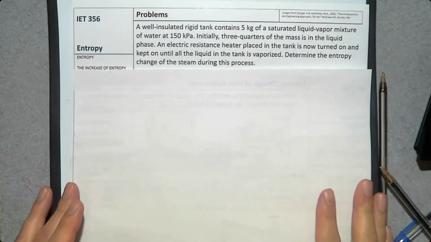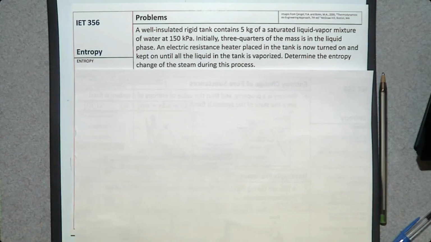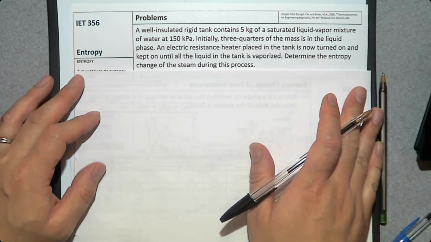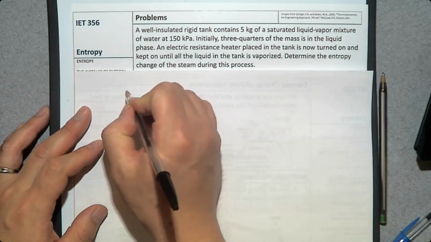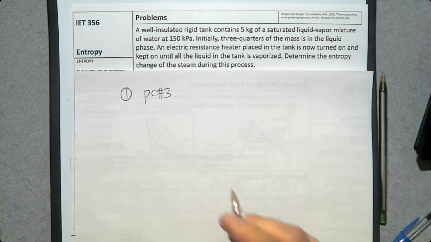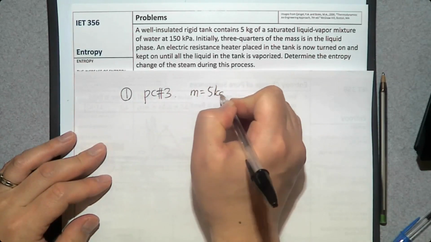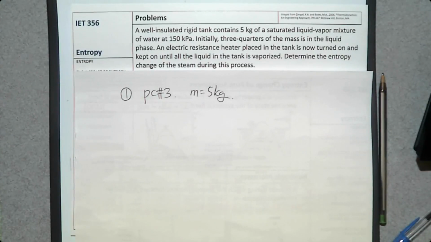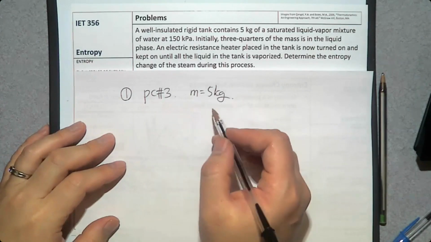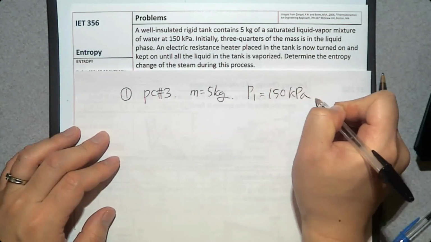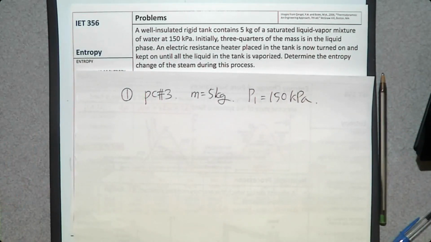Okay, let's solve this problem. We have a rigid container that has 5 kilograms of saturated liquid-vapor mixture. So we have phase change process number 3, saturated mixture. The mass is 5 kilograms, and pressure P1 is 150 kilopascal.